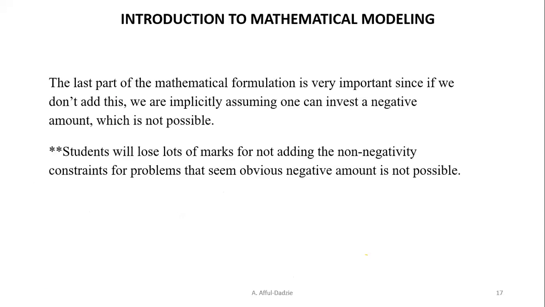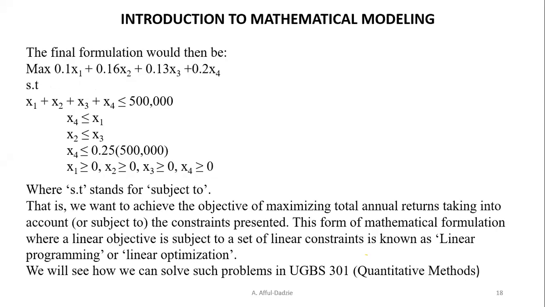So we're saying that the last part of the mathematical formulation is very important, since if we don't add this, we are implicitly assuming that we can invest a negative amount, which is not possible. The second statement is only a little observation we have made, and so we just put it. Students lose marks in the non-negativity constraints for problems that seem obvious. A negative amount is not possible. First, you are asked how many of a certain product to produce, and you give me a negative number. It means you're not serious.